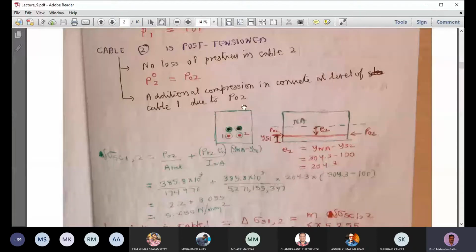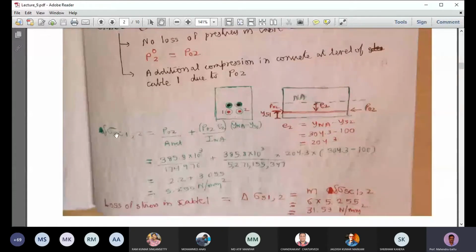If you look at the figure, the cables have not yet been put in holes 3 and 4, but duct hole 1 already has cable 1, and duct hole 2 is now pre-stressed with P02. So this will produce some compressive stress in the concrete surrounding this cable. That additional compression will shrink the cable, and that results in a loss in tensile stress in the cable. So that is what we want to find.